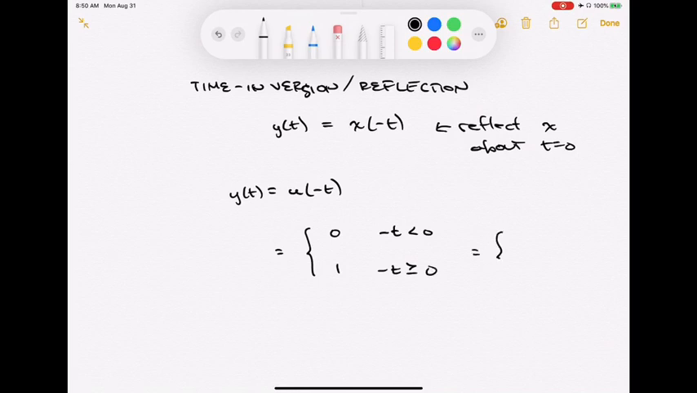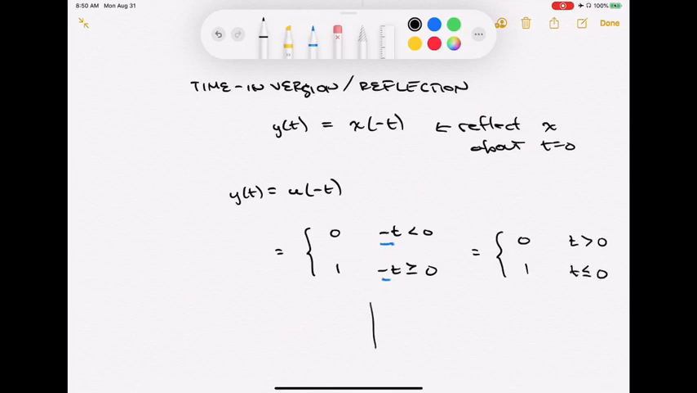If I clean that up a little bit, I know that when I divide both sides of an inequality by a negative number, that switches the direction of the inequality. So if I divide by minus 1 on both sides, minus t divided by minus 1 is just t, and 0 divided by minus 1 is just 0. I'm going to get t greater than 0 for the first, and t less than or equal to 0 for the other.